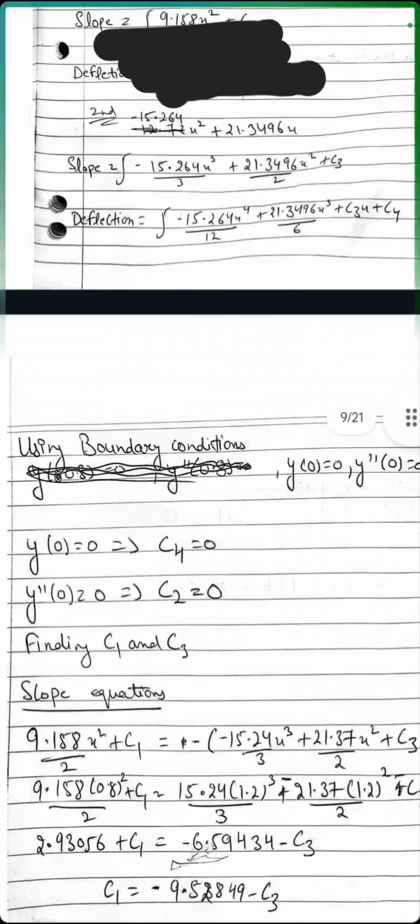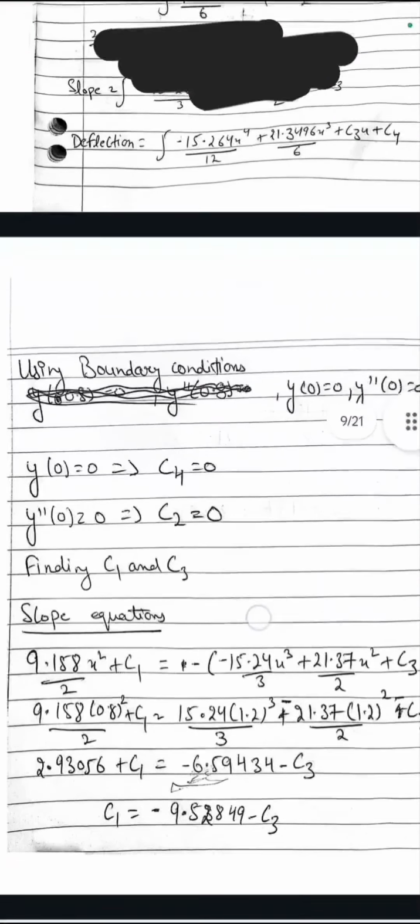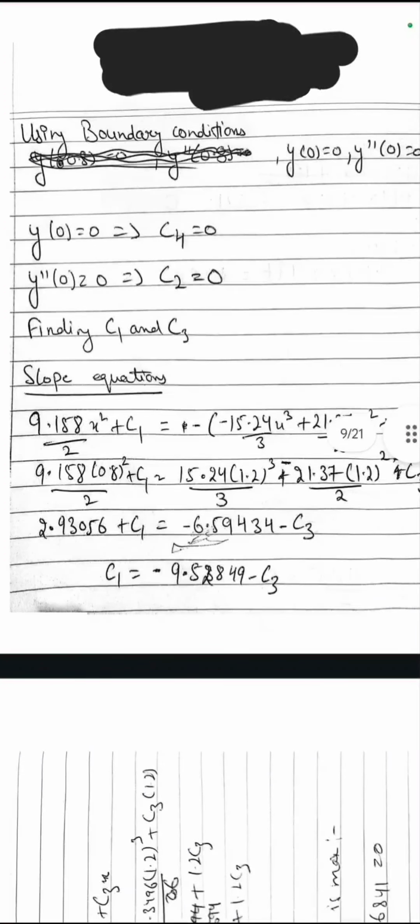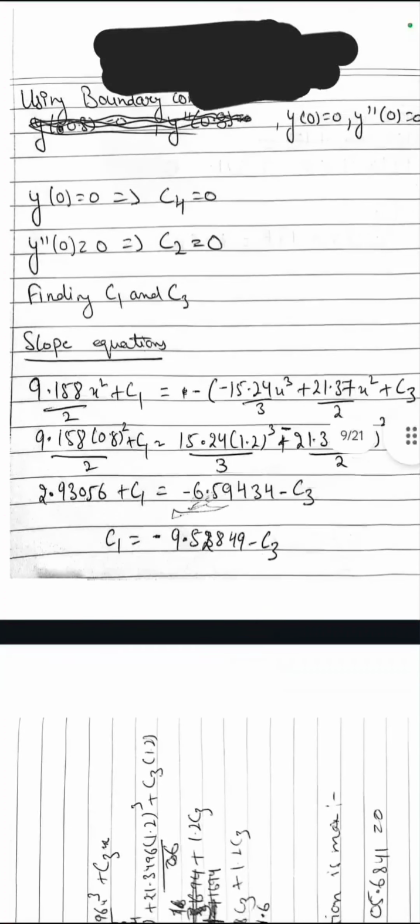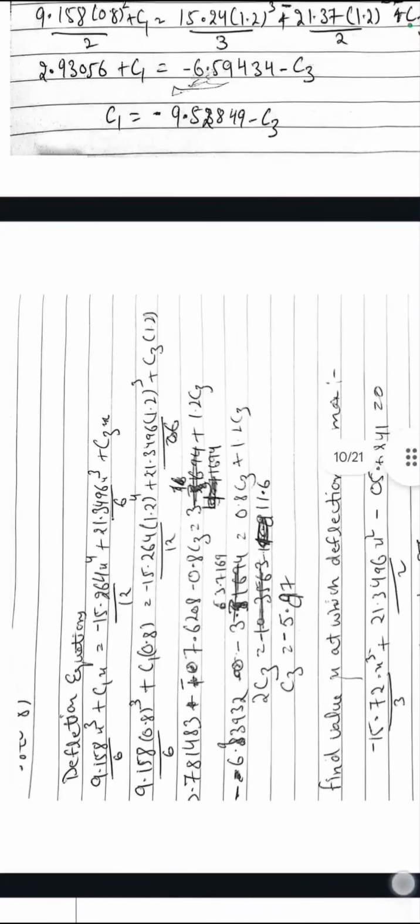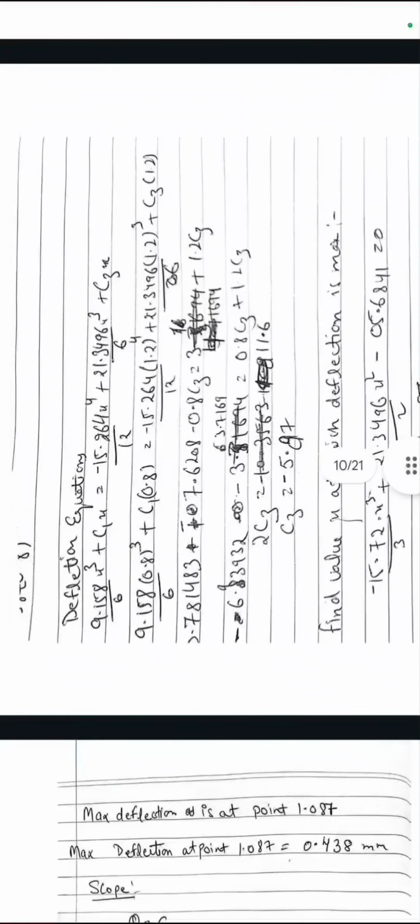and we apply the boundary conditions. And these are the slope equations, so we equate the slopes, and then we find our C1 in terms of C3. Over here we calculate our deflection equations. We equate them to each other to find the value of C3, and therefore we can put the value of C3 into the C1 equation.